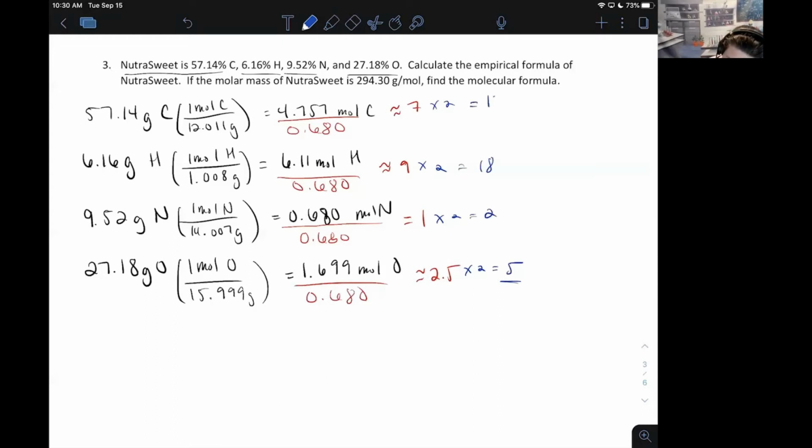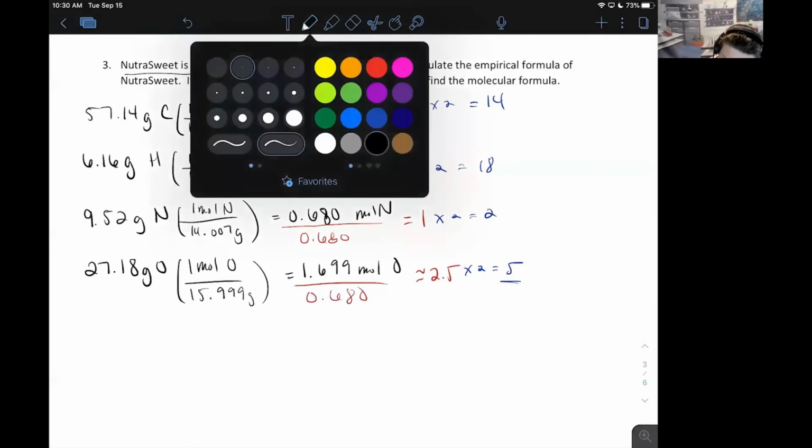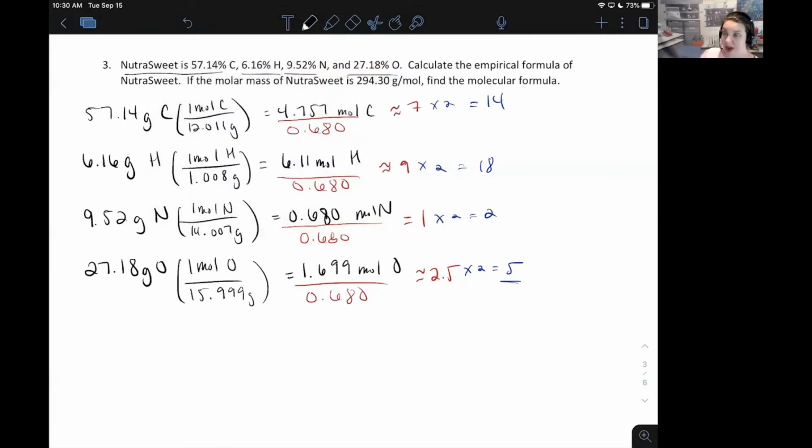So if you come across a problem and you get a fraction, if you get 1.3, you'll multiply by 3. If you get 2.5, you'll multiply by 2 in order to get to your first whole number that you can get to. So just keep that in mind. If you see fractions, if you do not see whole numbers, you know that you have to manipulate all of your numbers. So it's 7 to 9 to 1 to 2.5, or 14 to 18 to 2 to 5.